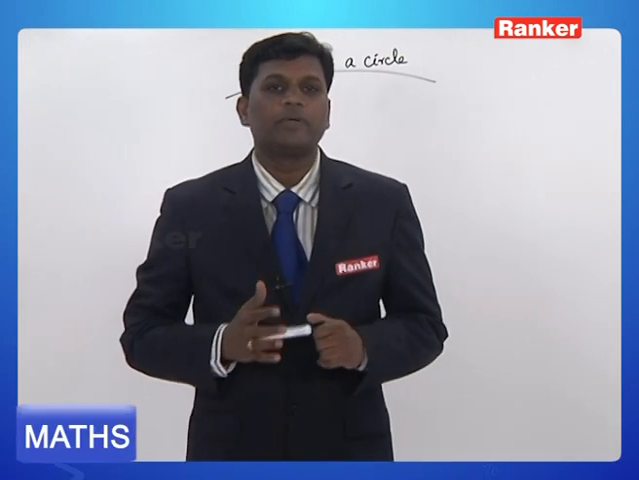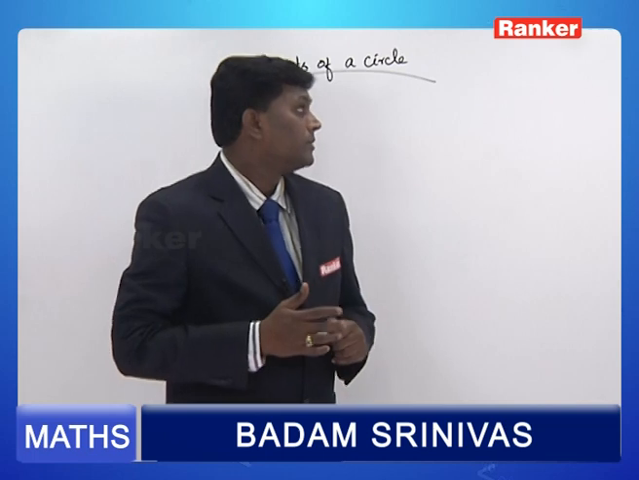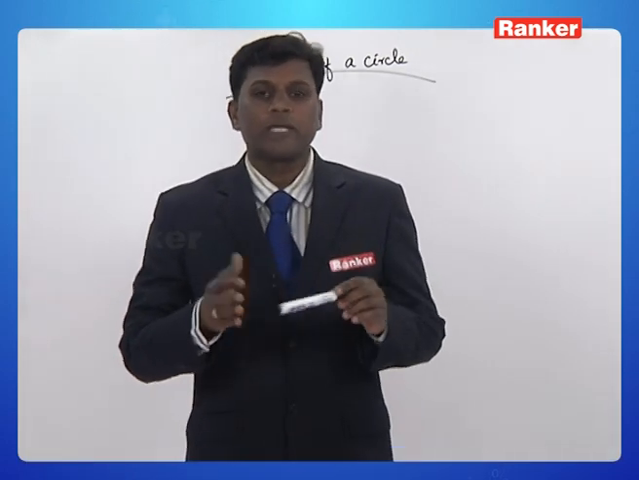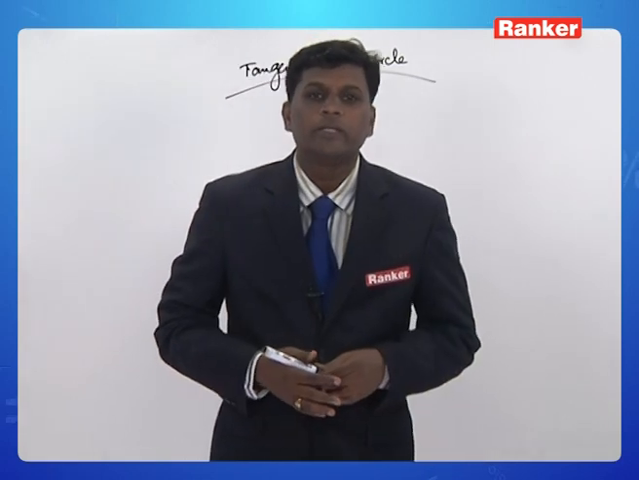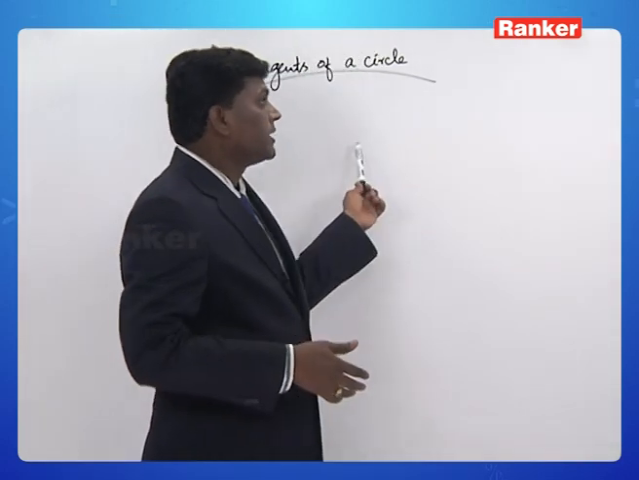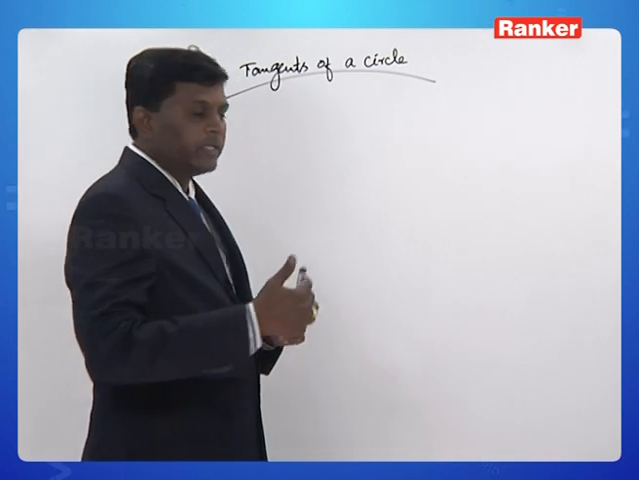So today let us discuss clearly the conditions of a straight line to become a tangent for a circle, and also what are various types of other relations involved related to this tangents concept. Today let us discuss in detail.